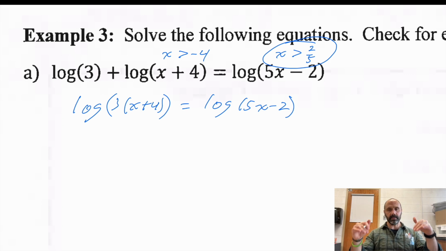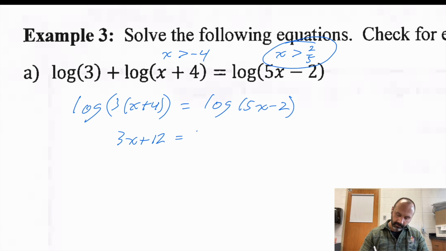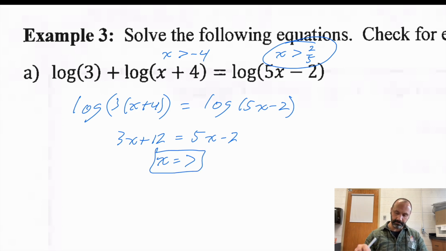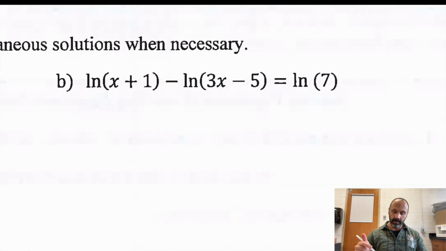Okay, now I have log, same base, and these two expressions. So that means that 3x plus 12, that's 3 times x plus 4, equals 5x minus 2. And now I just have to solve for x, and it turns out that x equals 7. Some simple algebra, and that is greater than 2/5, so it all works out. Okay, so you're seeing how this works, of course.